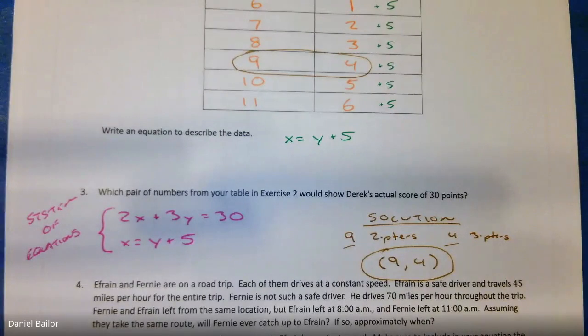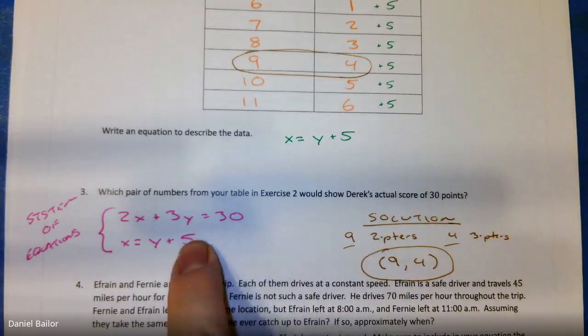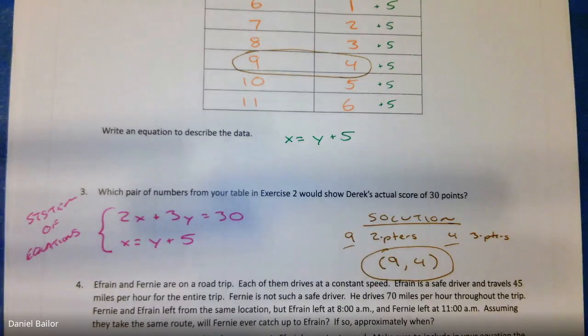So we know we took one fact that Derek told us, that he scored 30 points. We took another fact that the 2-pointers were 5 more than the 3-pointers. And those two facts helped us find out what he did in the game. We found out that he did 9 2-pointers, 4 3-pointers. That makes everything true. That is the solution to this system. So we used what Derek told us to make a system, and we compared the two to find the true solution.